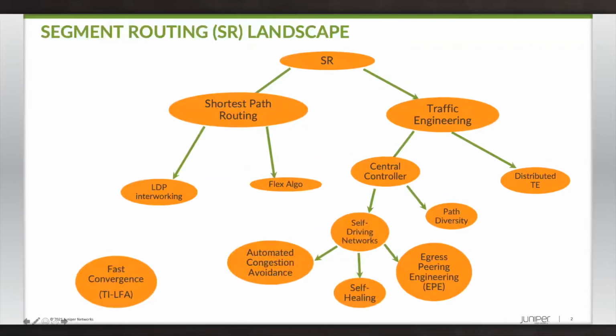Now, if you look at the main branches of this layout, then one of the branches on the right-hand side is traffic engineering, and people can do segment routing traffic engineering using distributed TE. But nowadays, people increasingly are using central controllers, and that lends itself very much to self-driving networks, things like automated congestion avoidance, automated self-healing, and automated egress peering engineering.